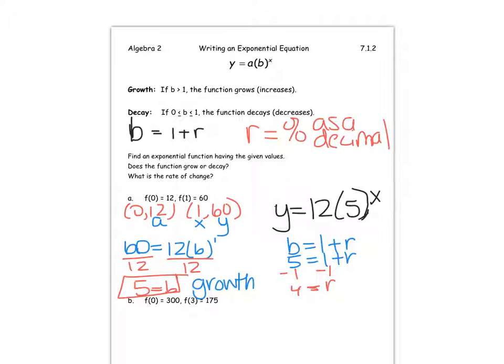Move the decimal places 2 spots. It's behind the number. So move the decimal 2 places. That would be 400% growth.